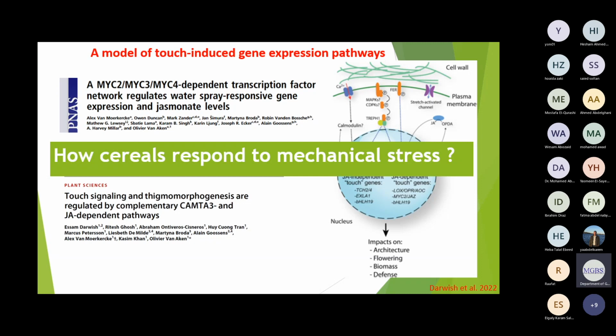So there is no study before showing how cereals respond to mechanical stress. There are some studies showing that when plants are exposed to mechanical stress, there is a change in the composition of lignin in the cell wall. But there is no accurate study of how cereals respond to mechanical stress at the transcriptomic level. So we started this experiment to see how these cereals respond to mechanical stress at the transcription level.